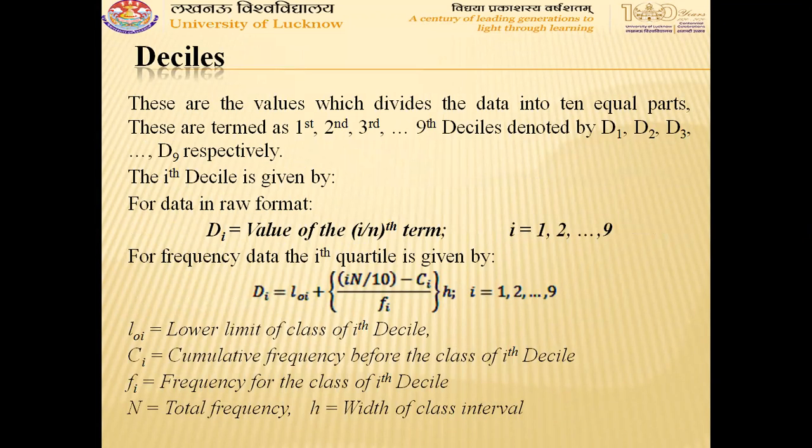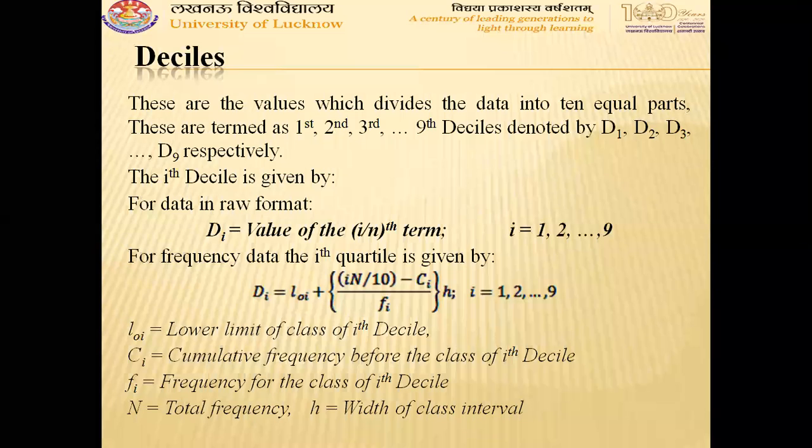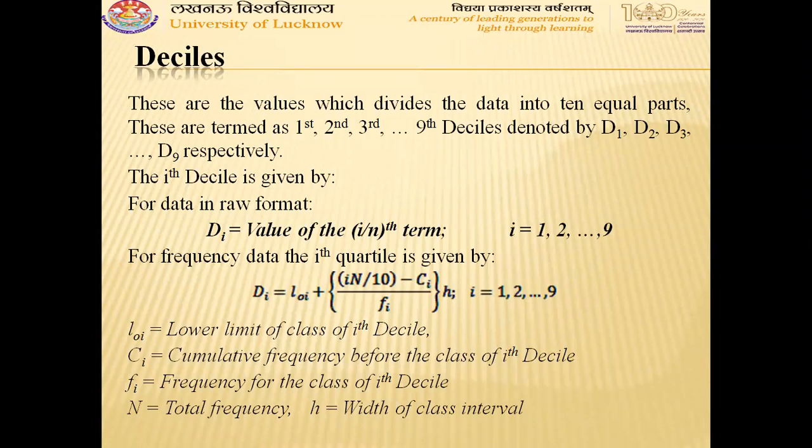The second partitioning value is deciles. It divides the data into 10 equal parts. There would be 9 deciles, first, second, third up to ninth decile, denoted by D1, D2, and so on up to D9. The formula can be written in the same manner as for quartiles. The value of the ith decile will be the value of the i n by 10 th term. Here i takes value 1, 2 up to 9.